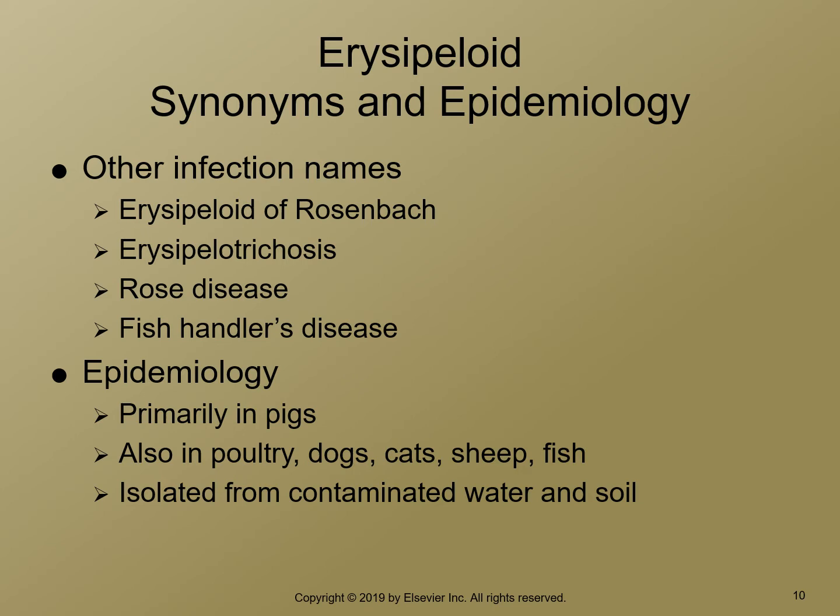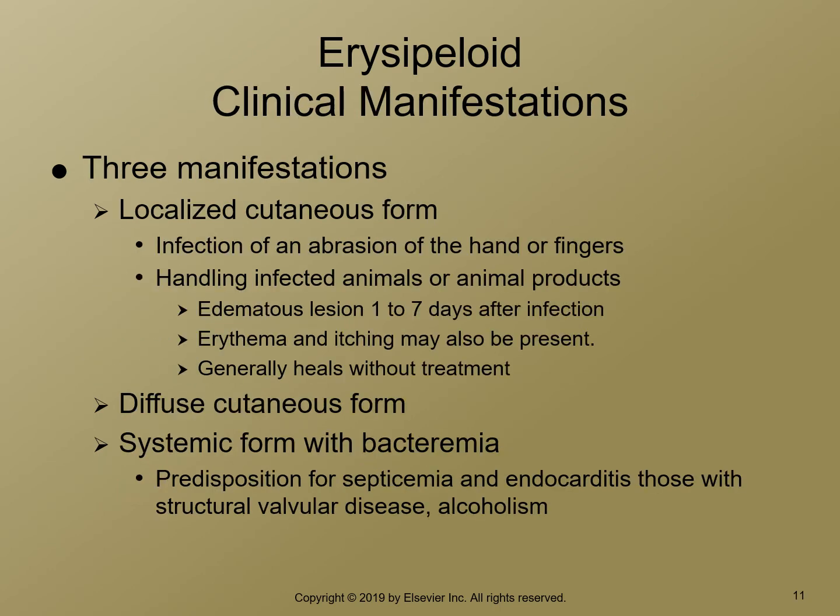Erysipeloid is also referred to as a couple other infection names, including erysipeloid of Rosenbach, erysipelotrichosis, rose disease, or fish handler's disease. This organism has been found primarily in pigs, but also can be found in poultry, dogs, cats, sheep, and fish, as well as isolated from contaminated water and soil. There are 3 clinical manifestations of Erysipelothrix rhusiopathiae infection, the most common one being as a result of handling infected animals or animal products.